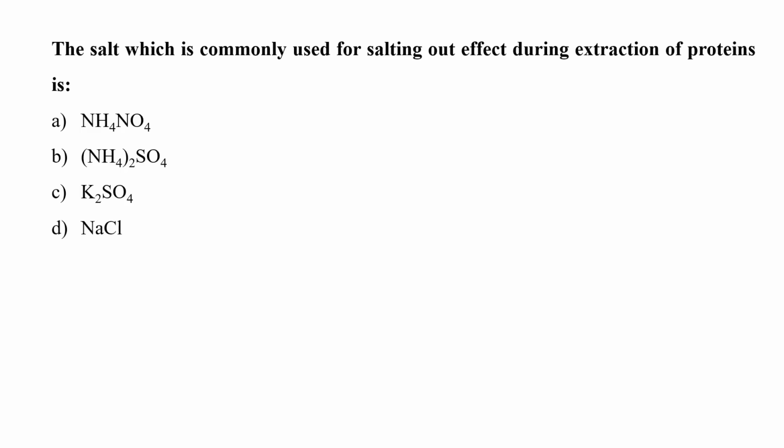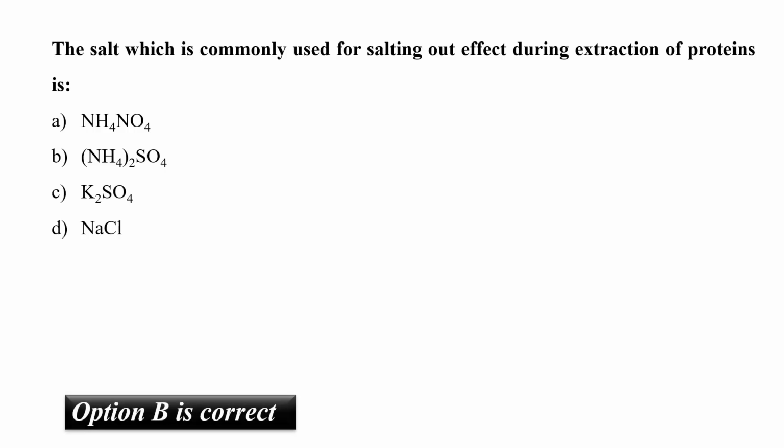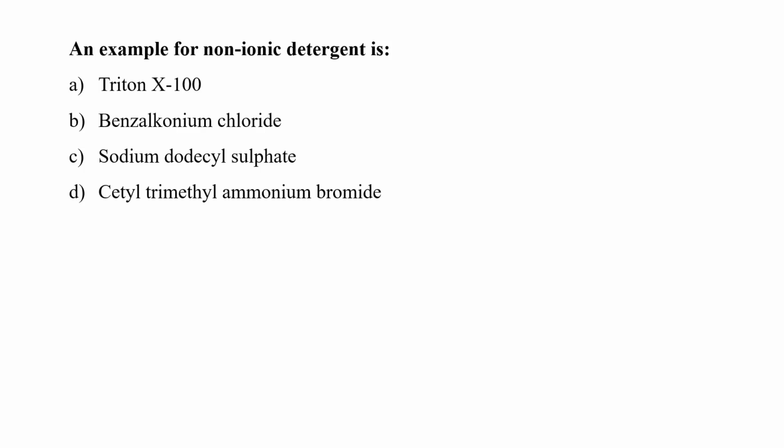The salt which is most commonly used for the salting out effect during extraction of protein is, that's very easy, ammonium sulfate. It is the most commonly used protein purification method at high salt concentration, which is also known as salting out conditions. So option B is the correct answer.